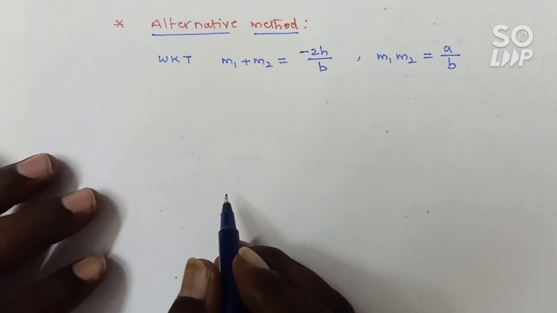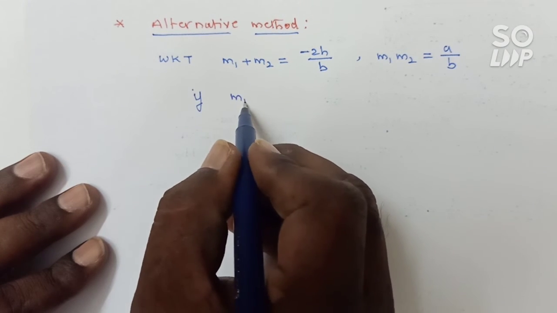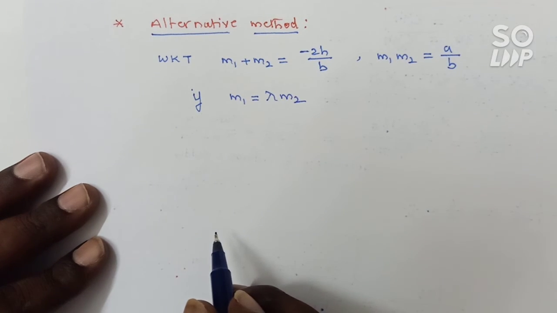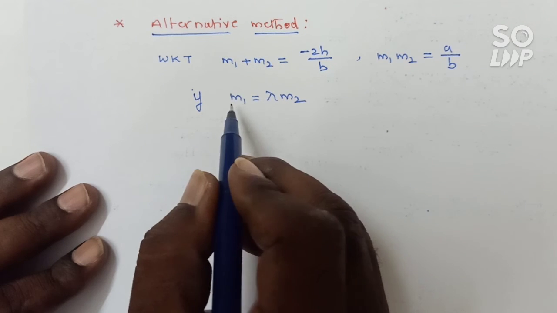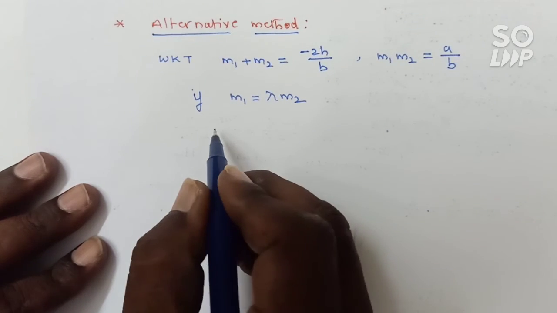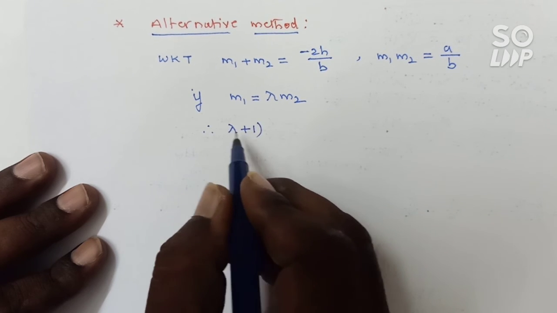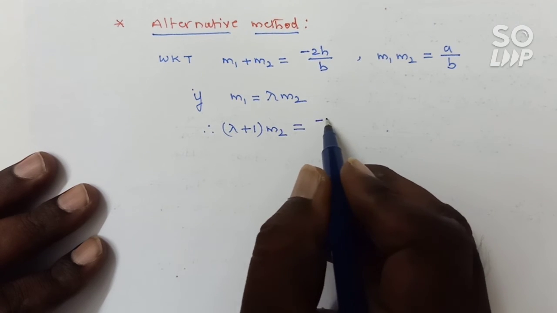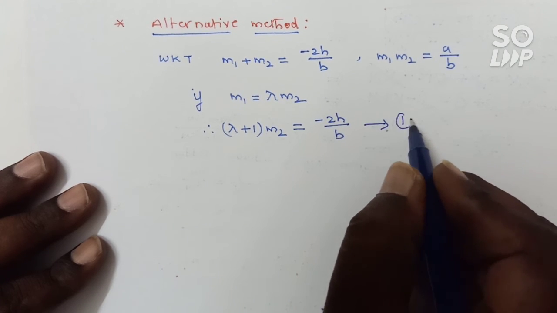Okay, so here if m1 is equals to lambda into m2, then what is the relation? Now you replace here m1 is equals to lambda into m2 in the above two results. Therefore, lambda plus 1 into m2 is equals to minus 2h by b. Let it be this one as equation 1.